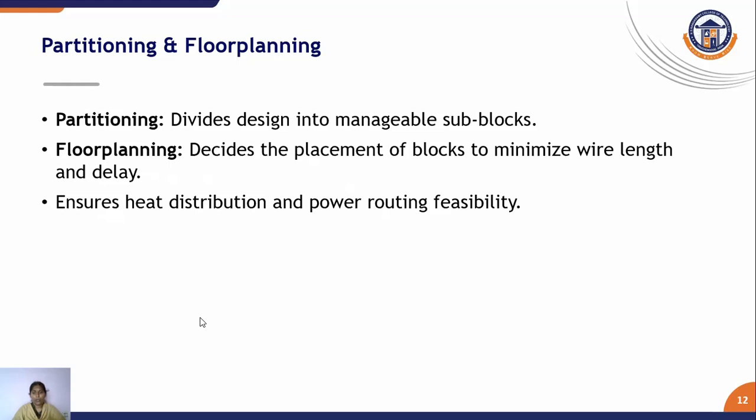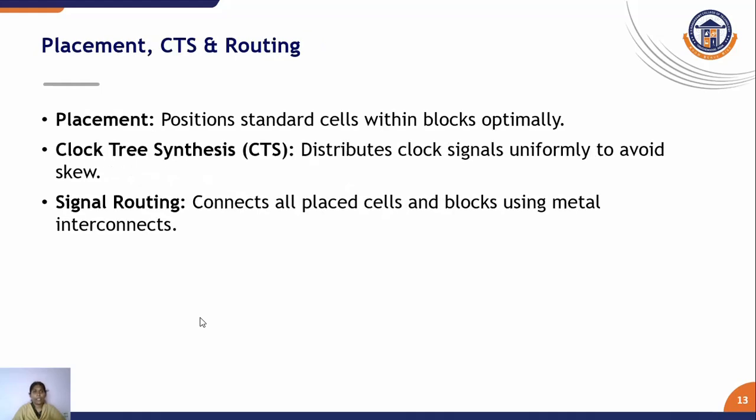After partitioning and floor planning, we move to placement, CTS, and routing. Placement means we position the standard cells within blocks optimally. This is named placement. Once the cells are placed, we follow the clock tree synthesis concept. Here we distribute the clock signal uniformly to avoid skew. After the distribution of the clock signal, we connect all placed cells and blocks using metal interconnects. This is named signal routing.